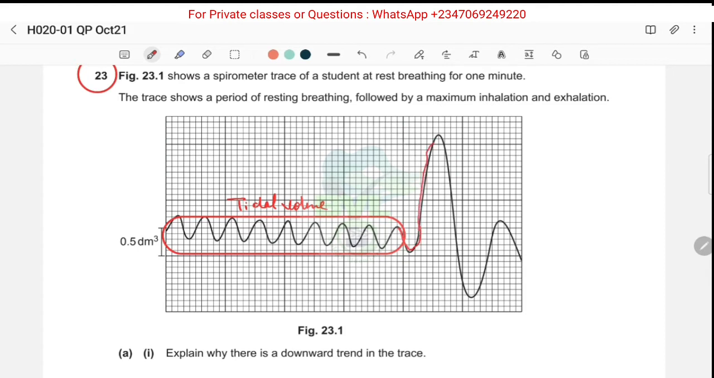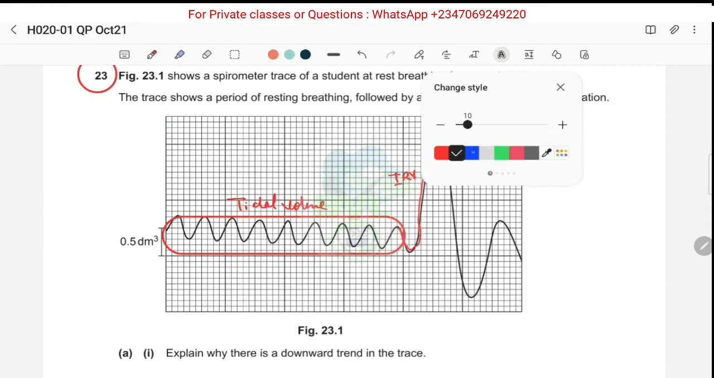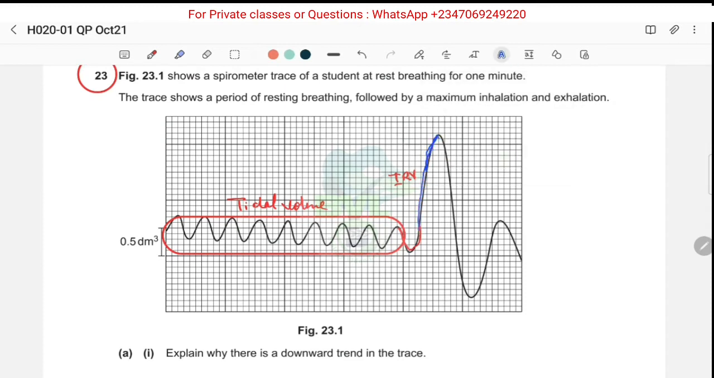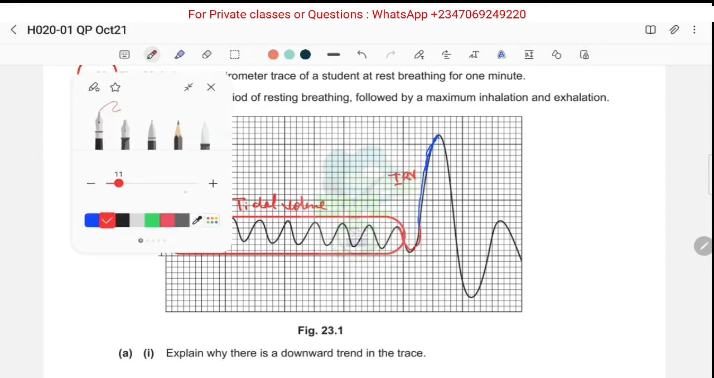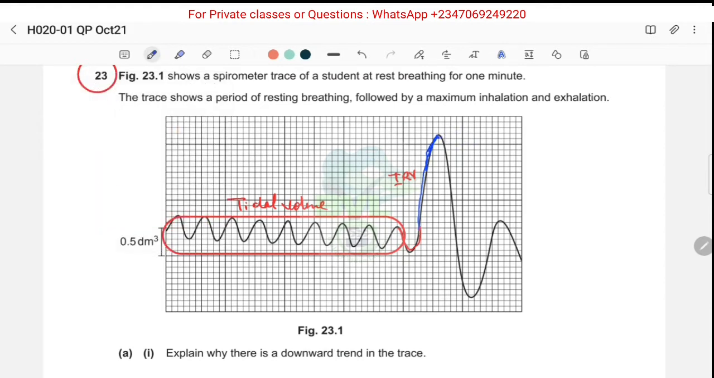with more force, we call that inspiratory reserve volume. That means the person is breathing in extra air. That's what you have here. Let me change the color. Then it comes back to normal like this.